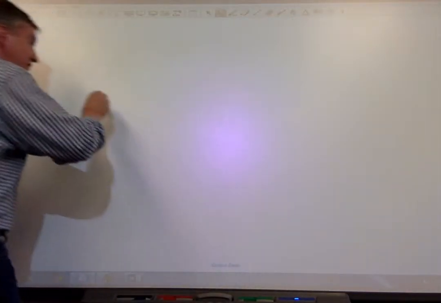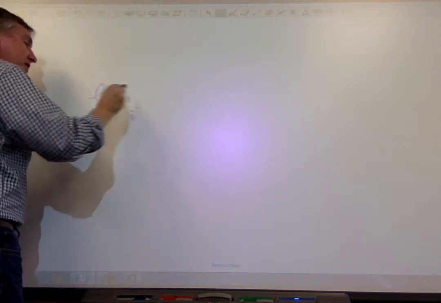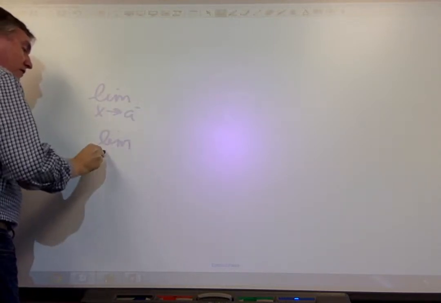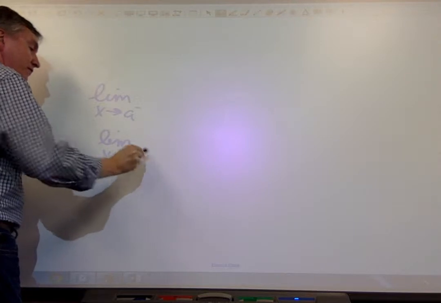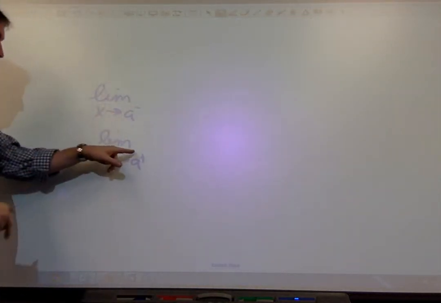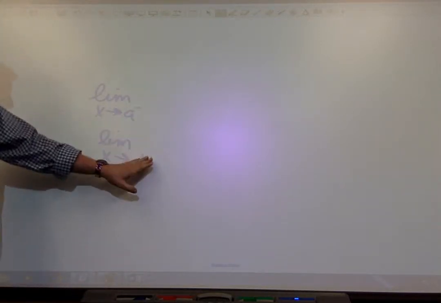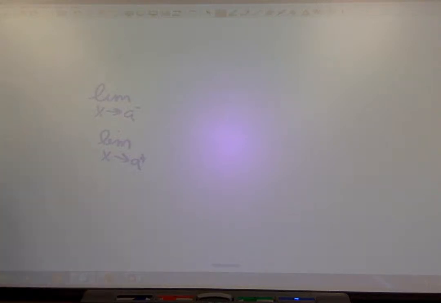Okay. But if it approaches just from one side and has a limit, that is called what type of limit again? Well, last time we had defined the left-hand limit and the right-hand limit, as x approaches a from the left, or if x approaches a from the right. Like today on the quiz, I didn't give you left or right, I just gave you plain old limits. Okay. Yeah.